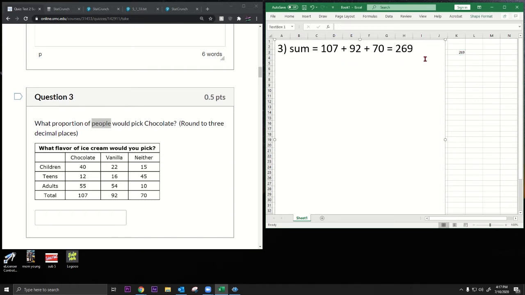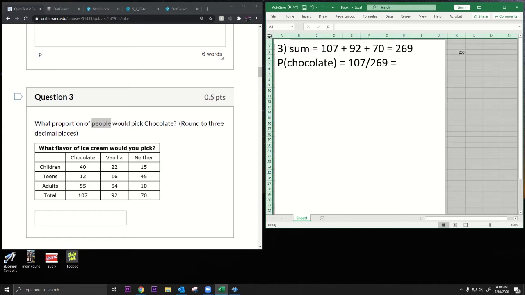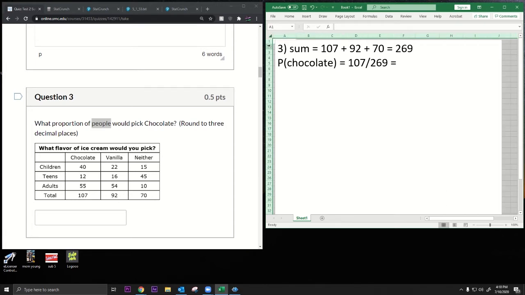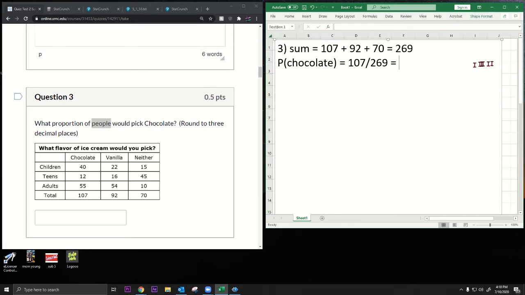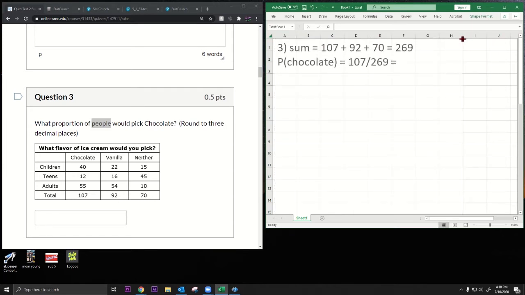So I'm going to say probability of chocolate equals 107 divided by 269. Alright, that's how I get it. So I'm just going to go over here and I want this text size to be bigger. Hold on. So when I plug it in, I want you guys to be able to see it. So let me kind of make things bigger. And then let me make this smaller. I want you guys to be able to see stuff. Change my font.